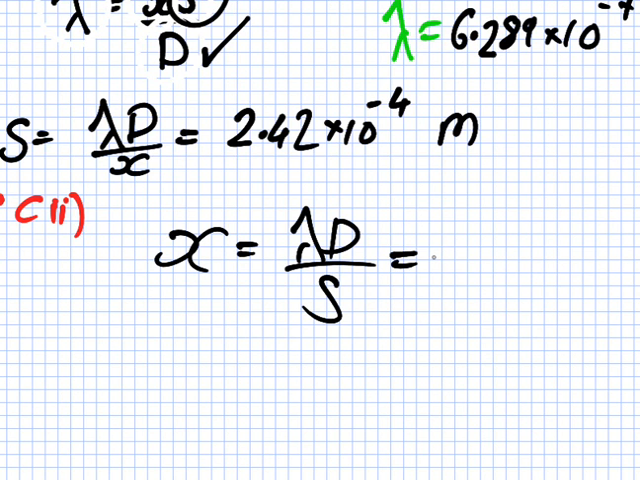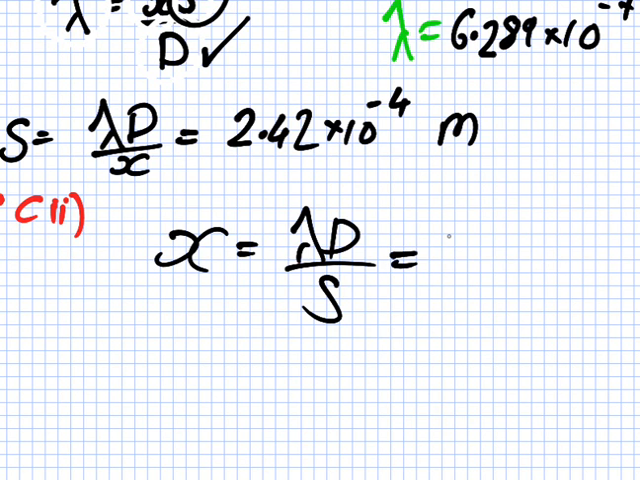Lambda is 6.289 times 10 to the power of minus 7 times 1.25 all over 80.5 times 10 to the minus 3. Is it 1.95? No, am I typing it in wrong? The D has changed. Hang on, D is 1.5. Stay focused. D is 1.25, yes, and what's the F? It is 2.42 times 10 to the minus 4.